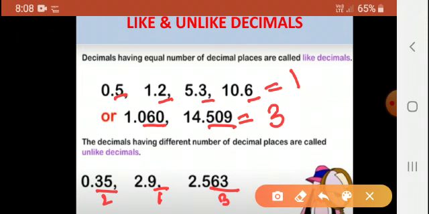Children, previously we have learned that adding zeros on the extreme right of a decimal number does not change its value. So to convert these unlike decimals into like decimals, we just need to add zeros. Here we will add zeros, and this is already 3 decimal places. So to convert unlike into like decimals, we just need to add the zeros.